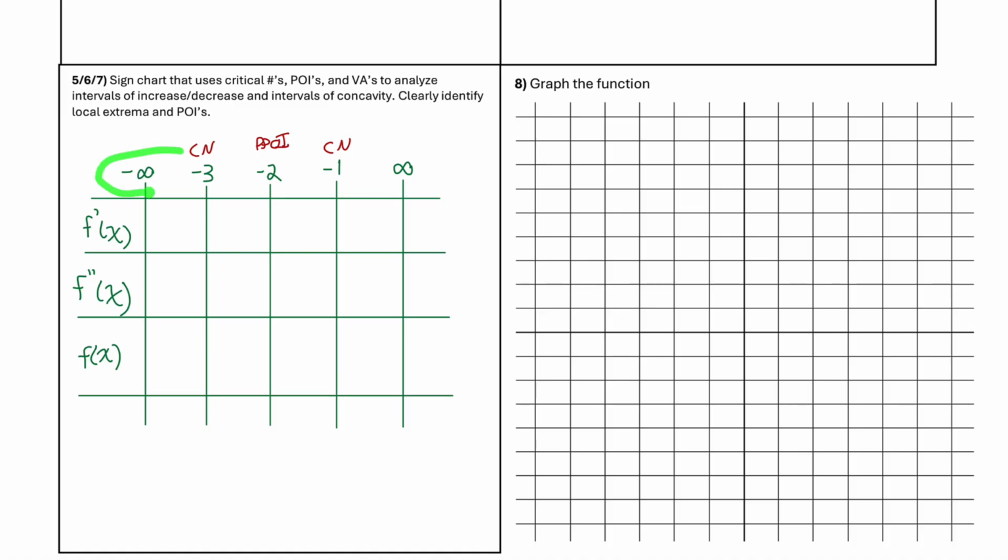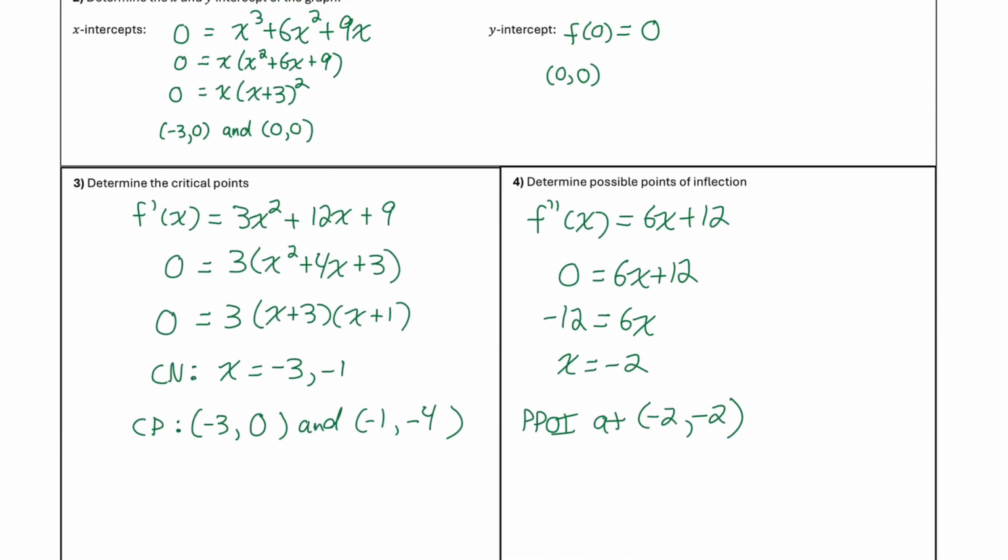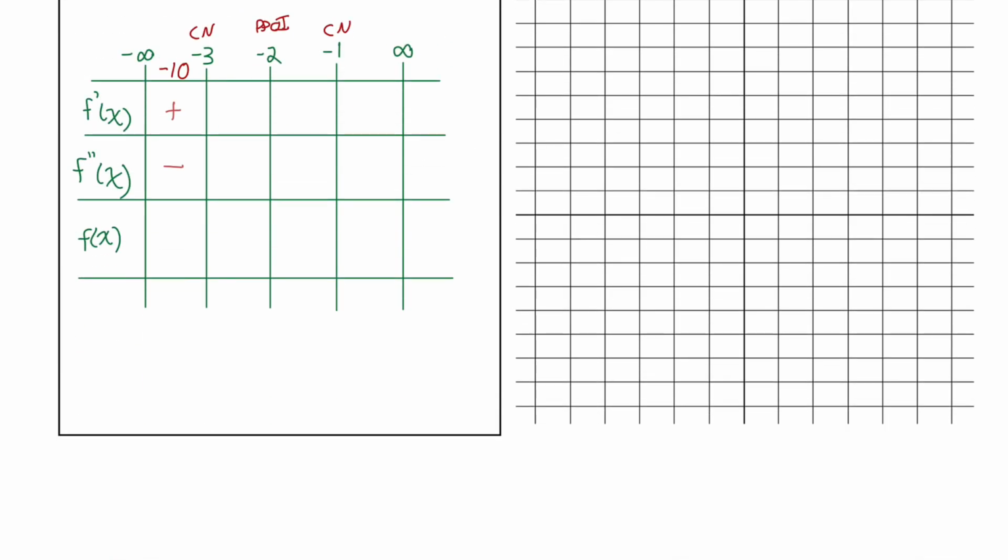Let's start with the first interval between negative infinity and negative 3. I need to pick a test value, so I'll pick any number in that interval. I'll pick negative 10. I'll sub it into both the first derivative and the second derivative and record the sign of the answer. If I were to sub negative 10 into the first derivative, I'll get a positive answer. Into the second derivative, though, I'll get a negative answer. The fact that the first derivative is positive tells me the original function is increasing, and the second derivative being negative tells me the original function must be concave down. Increasing and concave down means it makes that shape.